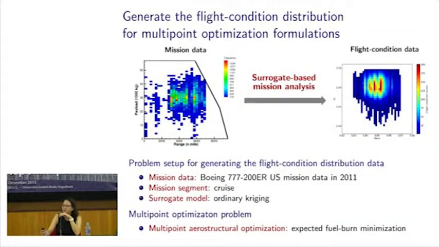On the left-hand side, I show the distribution of the flight missions in the different payload and range values. This data actually refers to the actual Boeing 777-200ER US mission data in 2011. So I use this data to derive the multi-point aerostructural problem that I'm going to talk about next.